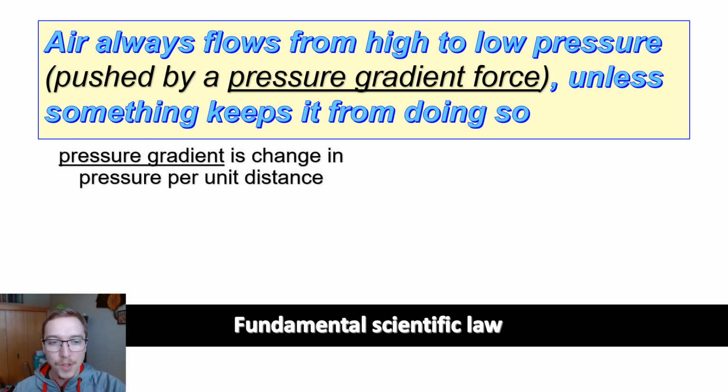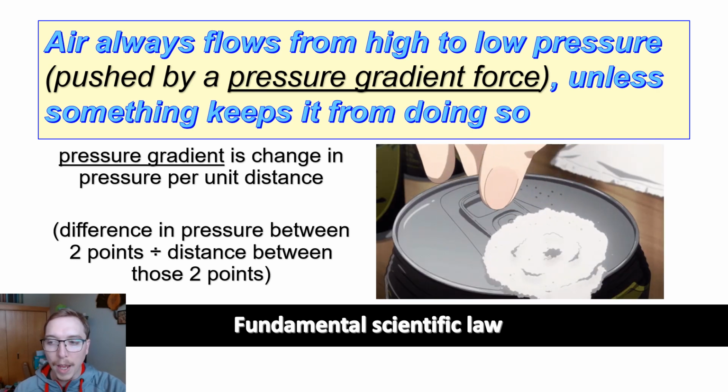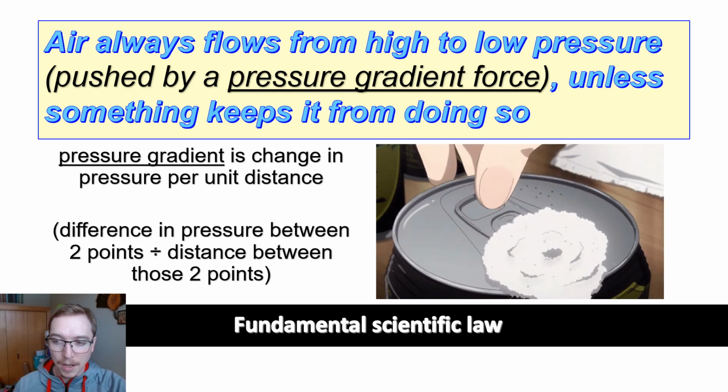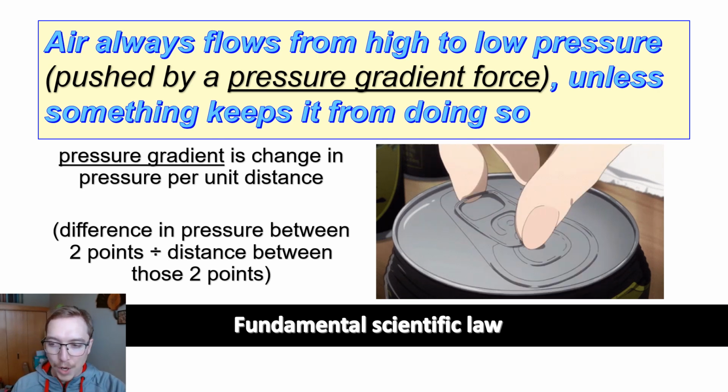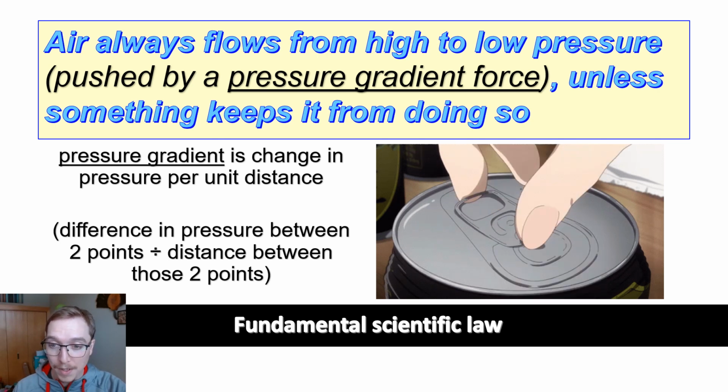Pressure gradient is just the change in pressure per unit distance. We can think of it as the difference in pressure between two points divided by the distance between those two points. So, for example, we can think of a soda can. The second you open it, you'll hear that telltale whooshing noise as the pressurized can rapidly equilibrates to the atmospheric pressure around it. So we can think of that as kind of an intangible pressure gradient force.